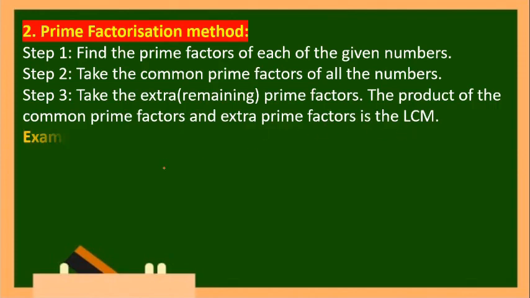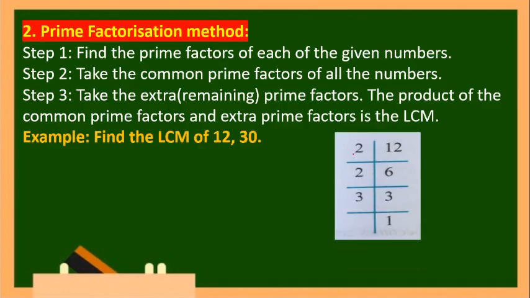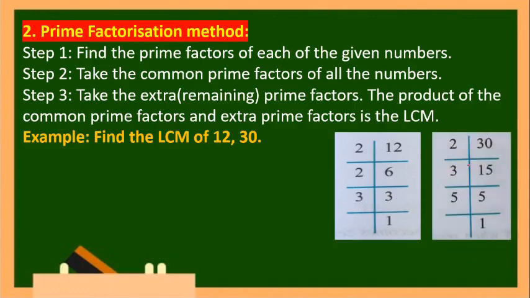Let's understand by an example. Find the LCM of 12 and 30. Prime factorization of 12: 2 sixes are 12, 2 threes are 6, 3 ones are 3. So 12 can be written as 2 into 2 into 3. Same way, 30: 2 fifteens are 30, 3 fives are 15, 5 ones are 5. So 30 can be written as 2 into 3 into 5.